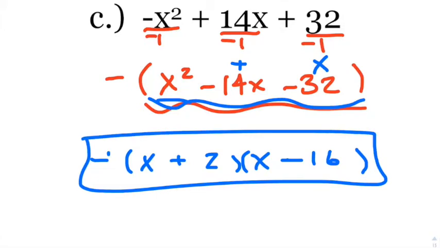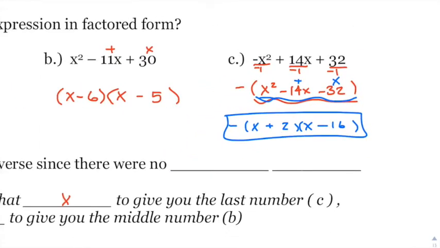If you wanted to, you could distribute your negative back into only one of the binomials to keep it the same, but usually I wouldn't recommend that. I just keep that negative out in front, and then you're good to go.